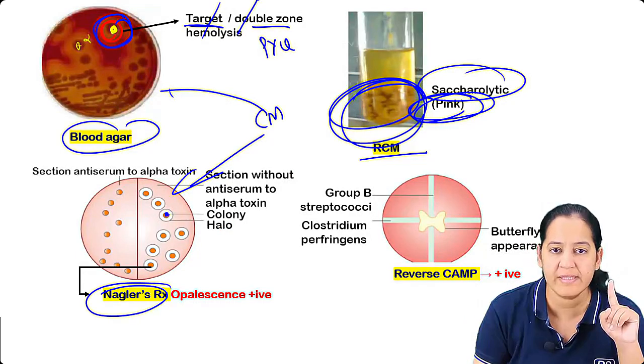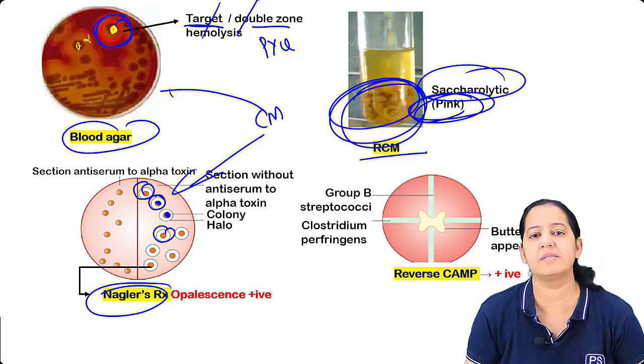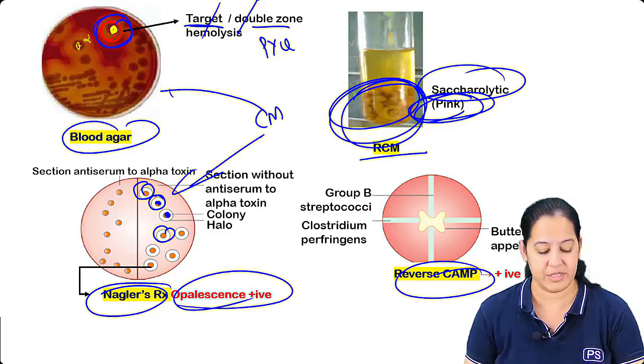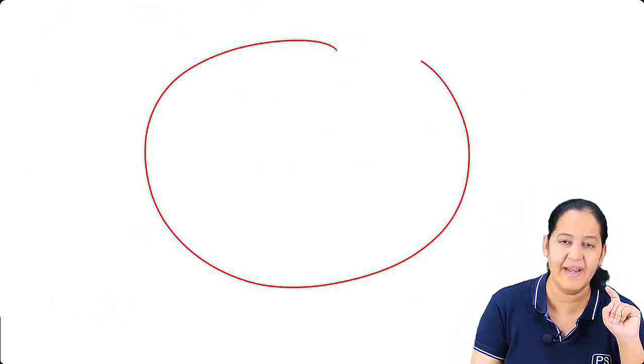Can you see the colonies? Around the colony, I want you to appreciate the zone of opalescence. This is the zone of opalescence. This is known as Nagler reaction. And lastly, it is reverse CAM positive. What is reverse CAM? What I told you, CAM. Let's take a blood agar.